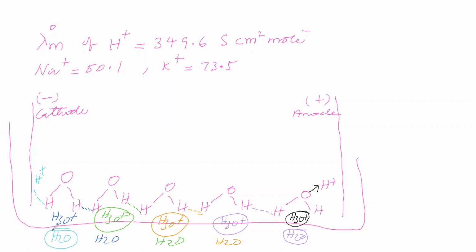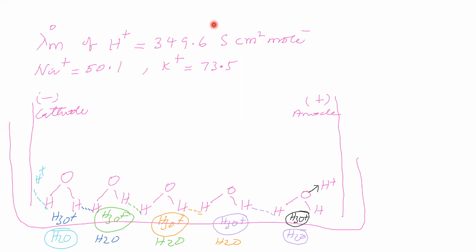Now see, here H plus is there. This H plus has gone to the cathode, not by traveling or moving like other cations. It is moving through hydrogen bonding. Therefore, this H plus is carrying current in two ways, one by translational motion, another through hydrogen bonding, so that lambda m naught of H plus is much high.